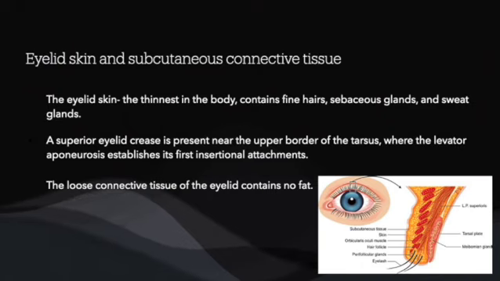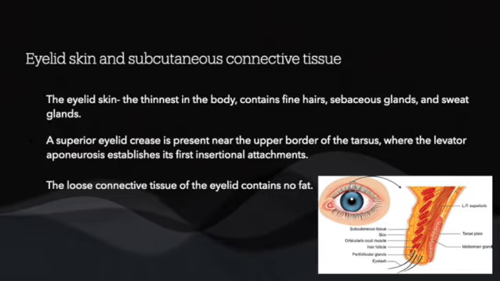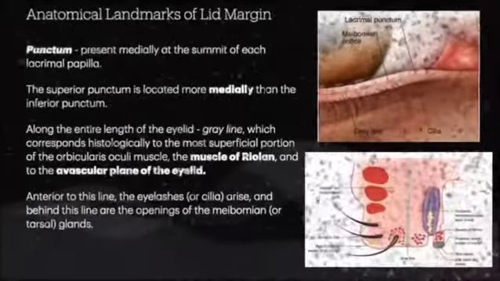And in cases of eyelid trauma, where there is a breach in continuity, it is very easy to do a primary closure by opposing the two edges. The loose connective tissue of the eyelid does not contain fat, so blood and other fluids can accumulate within this region and cause rapid swelling of the eyelid.